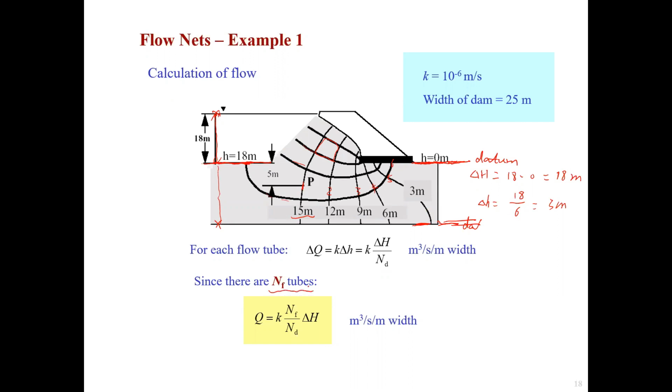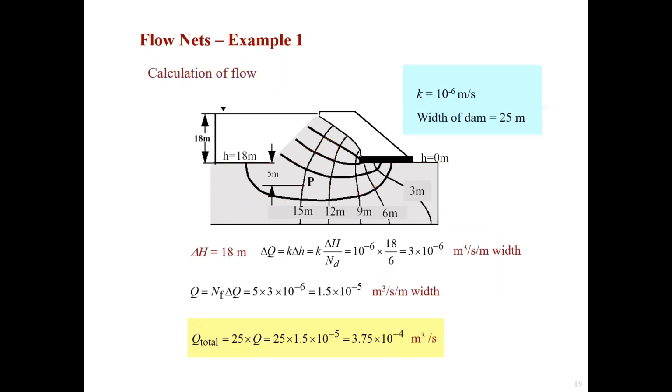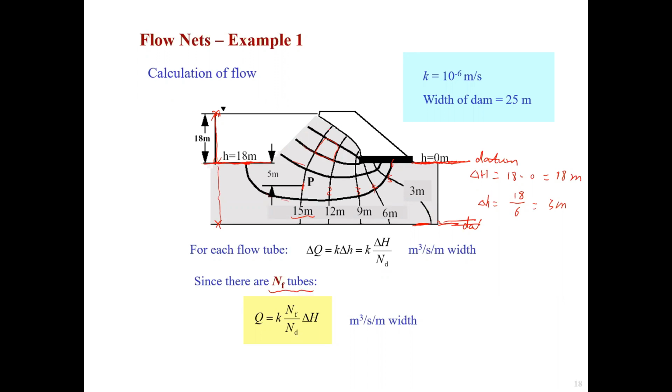And then NF stands for the number of flow tubes. So NF, how do we find it? We count this way. Once you draw the flow net, you just count from any part on the left hand side. If you count from this area, 1, 2, 3, 4, 5. Or if you take this one, 1, 2, 3, 4, 5. No matter what, it'll be the same number. NF stands for the number of flow tubes, and it's 5.